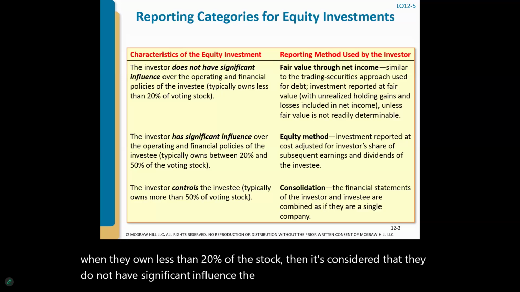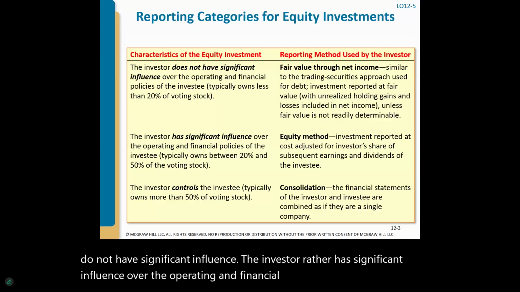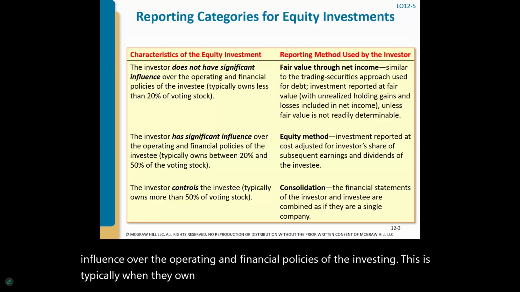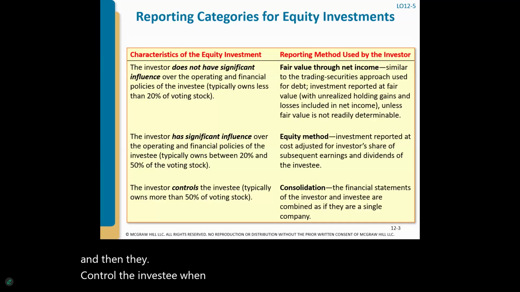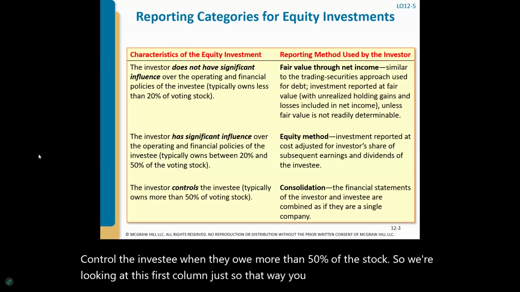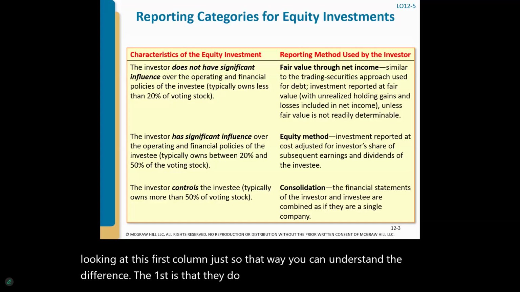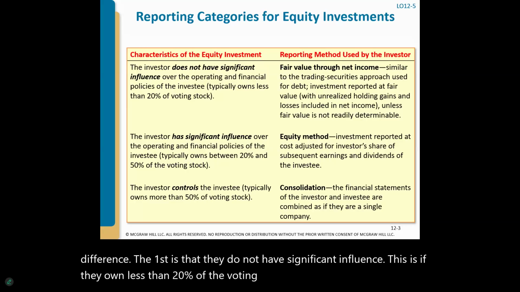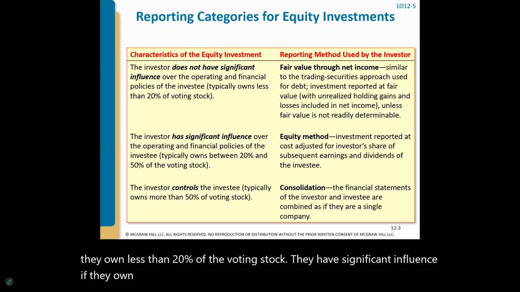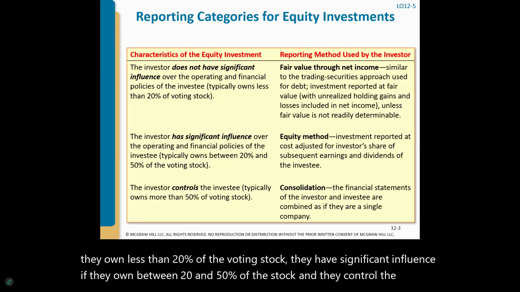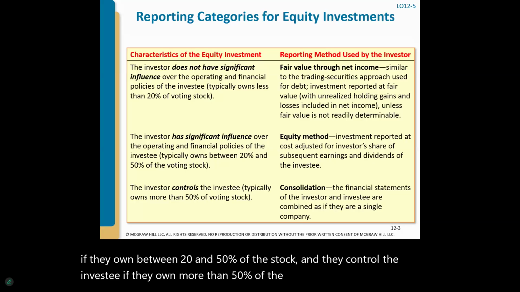The investor rather has significant influence over the operating and financial policies of the investee. This is typically when they own between 20 and 50% of the stock, and then they control the investee when they own more than 50% of the stock. So we're looking at this first column just so you can understand the difference. The first is that they do not have significant influence. This is if they own less than 20% of the voting stock. They have significant influence if they own between 20 and 50% of the stock, and they control the investee if they own more than 50% of the stock. So definitely keep that in mind.